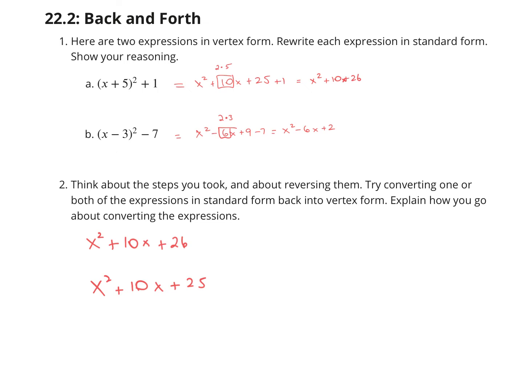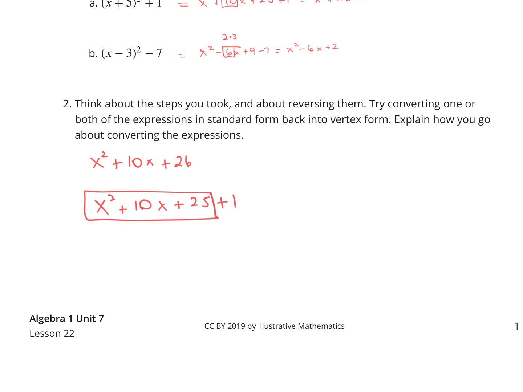So instead of writing it as 26, I'm just going to write it as 25 plus 1, right? 25 plus 1 is 26. I have my perfect square part of the expression, and then I have my plus 1. Now that I have my perfect square, I can factor this and rewrite it as a factored squared. So this is just x plus 5 squared, and then I bring down my plus 1.